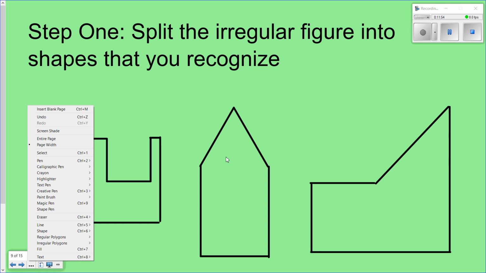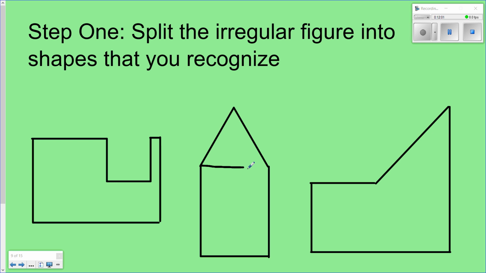So if I look at this one, I think we probably all see the same thing here. I would split it probably into something like this. I see a triangle and I see a rectangle. That's probably the easiest thing to split that into.